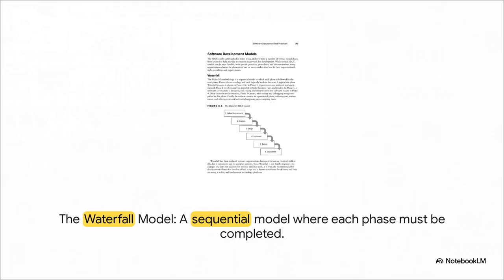First up, we have the waterfall model. This is kind of the granddaddy of them all. It's a very linear, sequential approach. You have to complete one entire phase before you can even start the next one. Now, the big problem from a security point of view is that testing usually happens way at the very end, and that makes it incredibly difficult and expensive to fix any vulnerabilities you find.